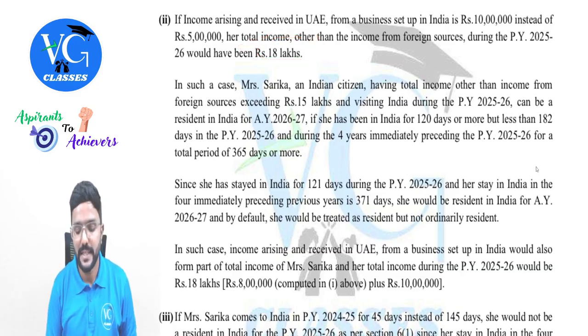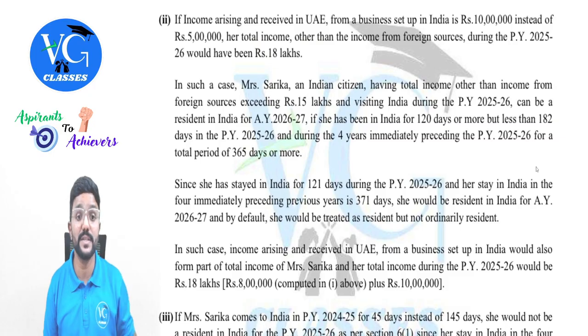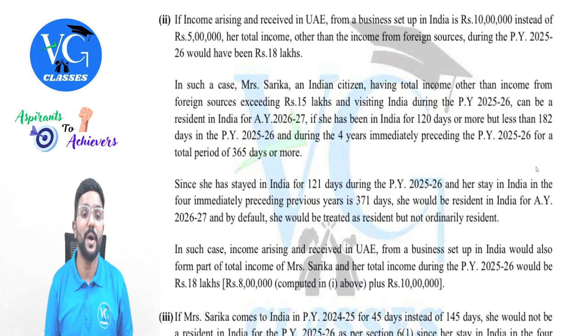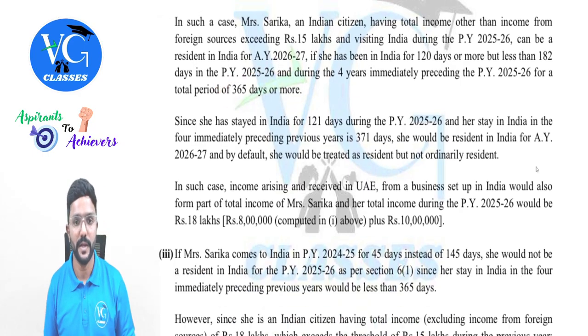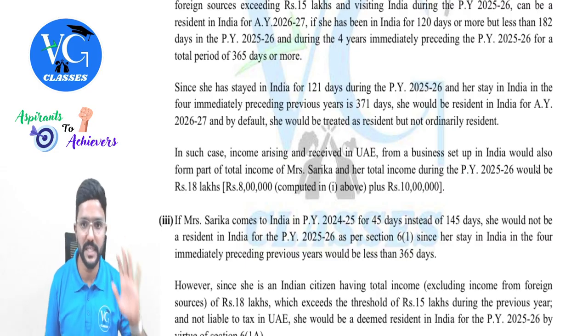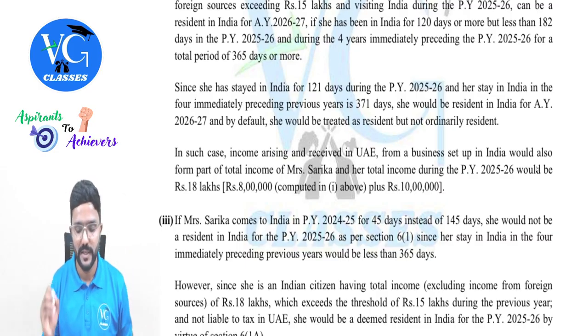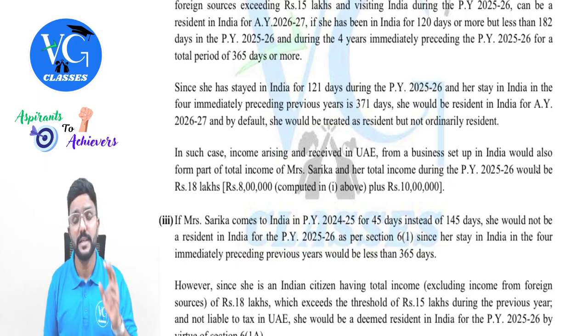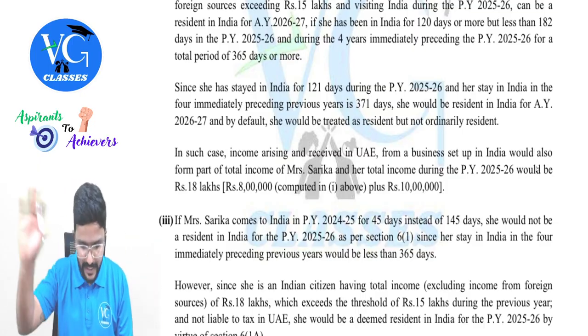In such a case, Sarika is an Indian citizen having a total income other than the income from foreign sources exceeding 15 lakh and visiting India during the previous year. She can be a resident in India if she has been in India for 120 days or more, but less than 182 days in the previous year, and during the 4 years immediately preceding the previous year for 365 days or more. So during the previous year, she is in India for 121 days. So part of the condition is satisfied. During the last 4 years, she is in India for 371 days. So both the parts are satisfied under section 6 subsection 1. Second condition is satisfied. Both the parts are satisfied.